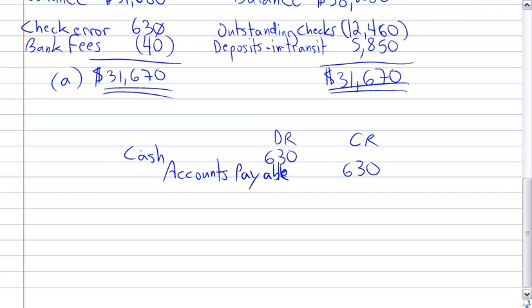Alright. And then next, we have the decrease. So we would have decreased cash for 40. So credited cash for 40. And debited bank service charge expense, or if we don't track those separately, we can just throw it into the miscellaneous expense account.